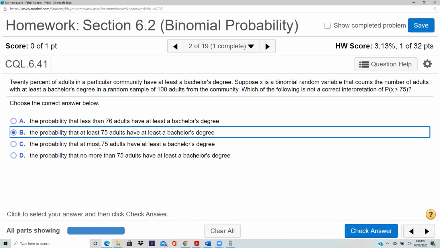The probability that at most 75, now at most 75 means less than or equal to 75. Yeah, 75 or less would mean the same thing as at most 75. So that's the same as here. And then this says that no more than 75. So no more than 75 again means the same thing, 75 or less, which is what this is saying. So the other three statements are exactly what this one is saying, whereas B is the odd one out.